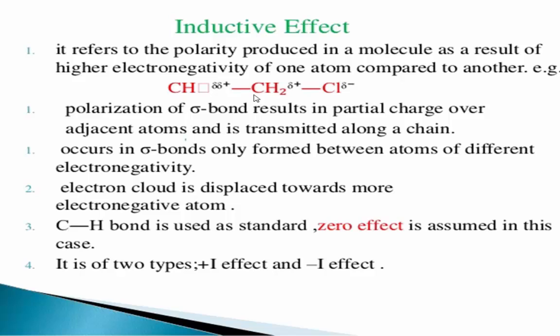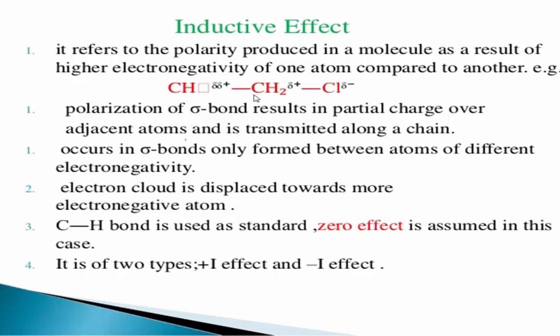Then polarization of sigma bonds results in a partial charge over adjacent atoms and is transmitted along a chain. Another point: it occurs in sigma bonds only. This inductive effect is observed in the presence of sigma bonds. Sigma electrons are involved, meaning sigma bonds are present here. The C-H bond is used as the standard, where zero effect is assumed.